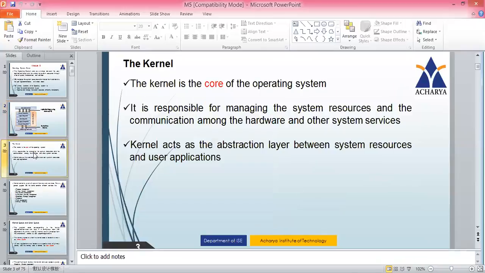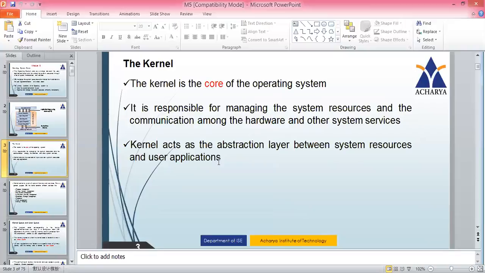Let's go to the next slide. Now, what is the kernel? The kernel, as discussed in the earlier slide, is the core of the operating system. It is responsible for managing the system resources and the communication among the hardware and other system resources, as discussed earlier. The kernel acts as an abstraction layer between system resources and user application.